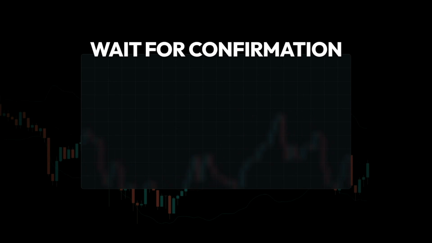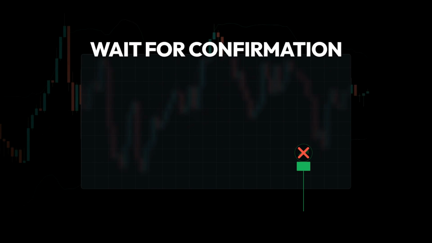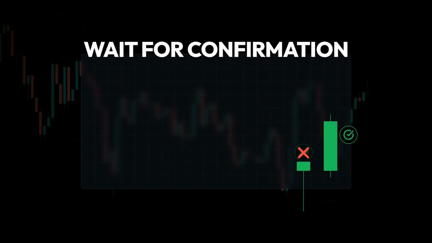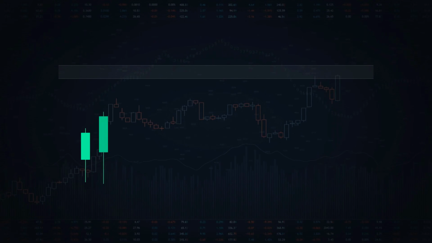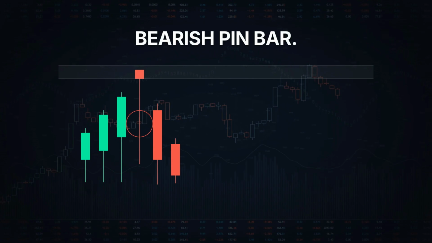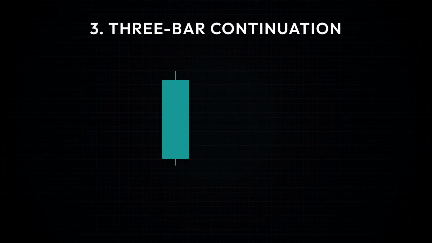Now the question is, a pin bar formed, so should we immediately buy? I would not rush. If the next green candle also confirms buyer strength, the setup becomes much clearer. In a bearish pin bar, buyers push price higher, but sellers reject those higher prices and push the market back down.